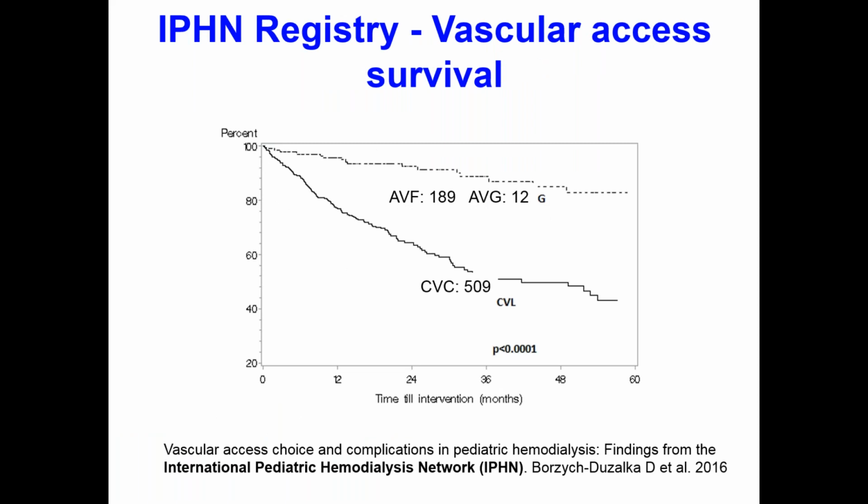The IPHN Registry has looked at vascular access survival, and here you see at about 48 months, or 4 years, the survival from an arteriovenous fistula or graft as an access is far superior to the survival of central venous lines. There's a very recent paper in Pediatric Nephrology this month, from the US Midwest region, which has looked at the outcomes of fistulae versus grafts. In their analysis, they have shown that arteriovenous fistulae have far better primary and secondary access patency compared to arteriovenous grafts. So this is in Pediatric Nephrology this month, if you want to look it up.